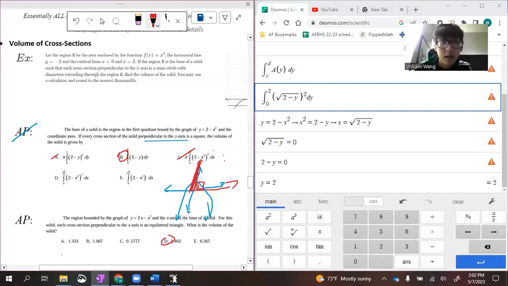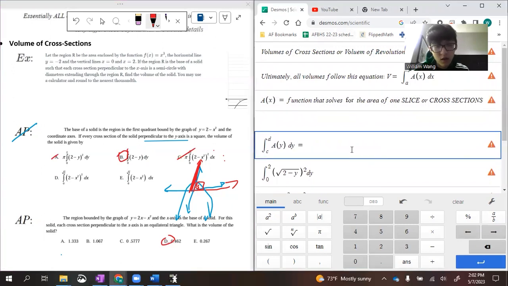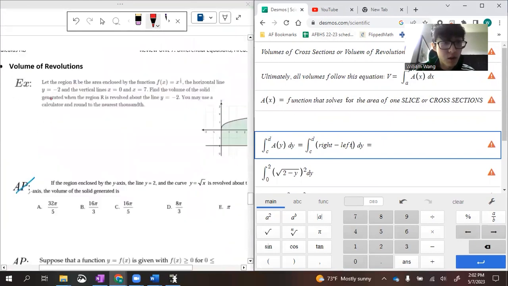All right, hopefully that makes sense. I'm going to go back. For all these equations, if they're perpendicular to the y-axis, it's the same concept, but everything's in terms of y, and whatever my equation is, it would be right minus left. This applies to the volume of revolutions one as well.